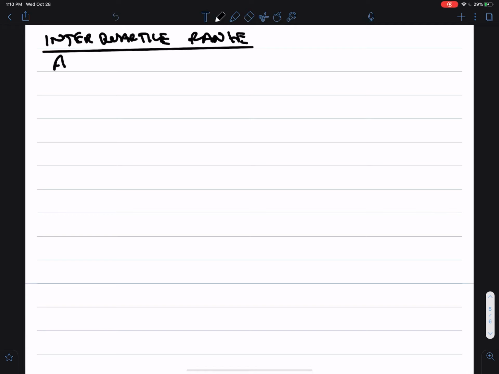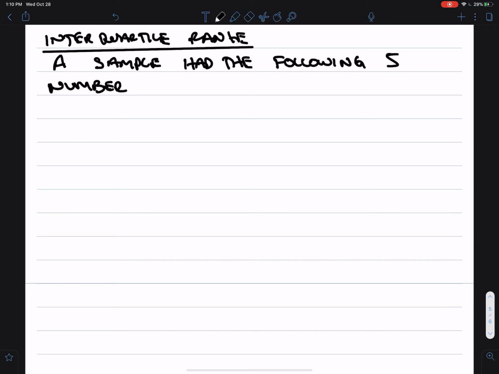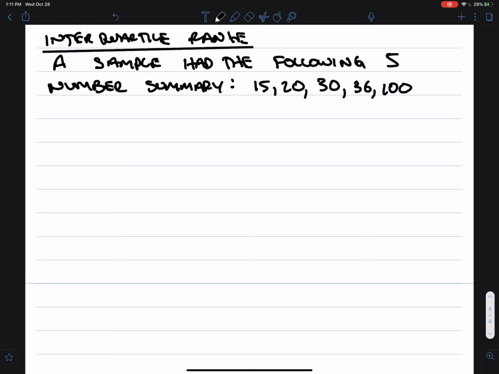A sample had the following five-number summary. And that's 15, 20, 30, 36, and 100. Now, first step I want you guys to do is draw the box plot.